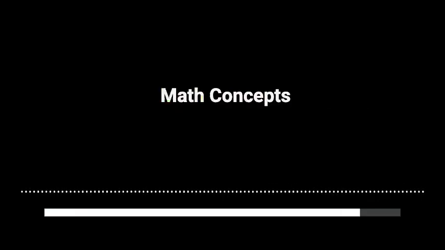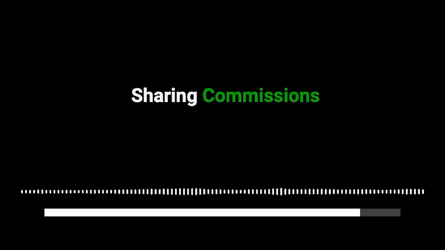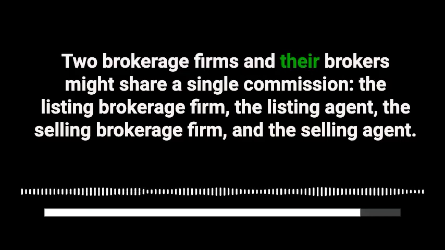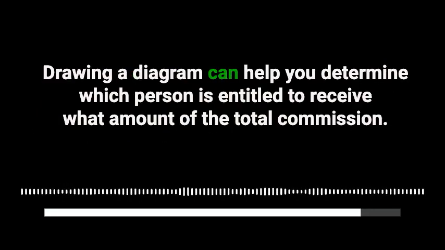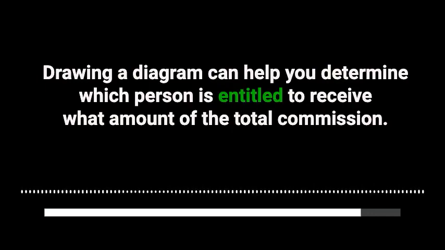True. Learning objective: calculate commissions. Math concepts: sharing commissions. Two brokerage firms and their brokers might share a single commission: the listing brokerage firm, the listing agent, the selling brokerage firm, and the selling agent. Drawing a diagram can help you determine which person is entitled to receive what amount of the total commission.